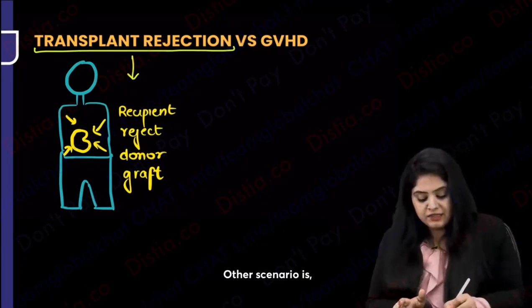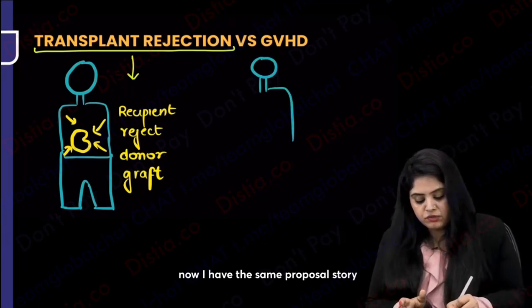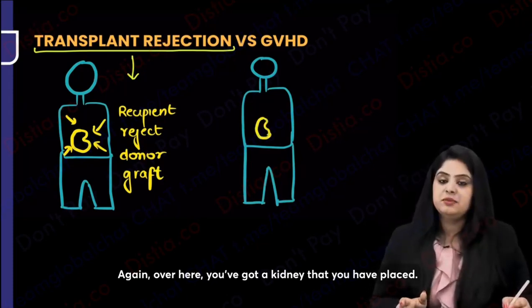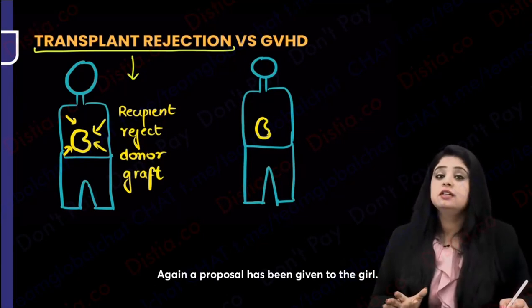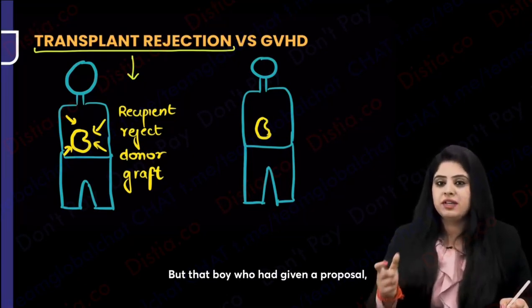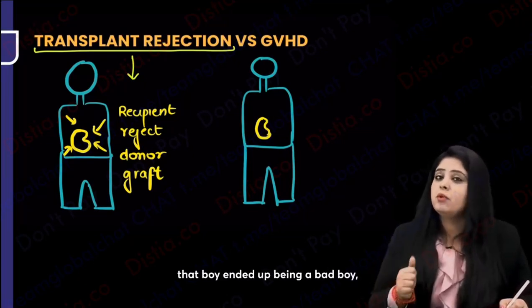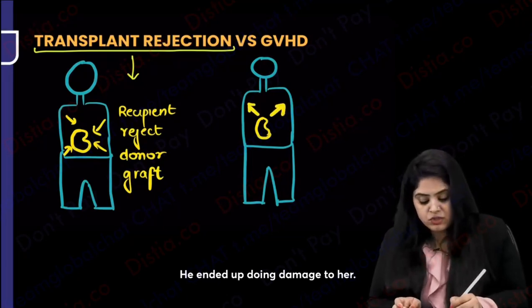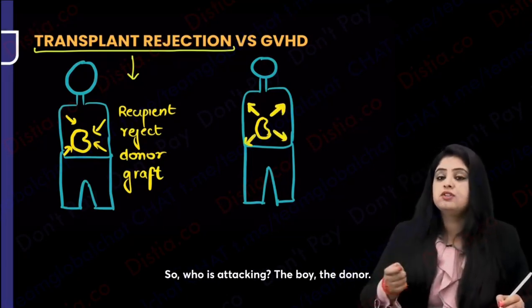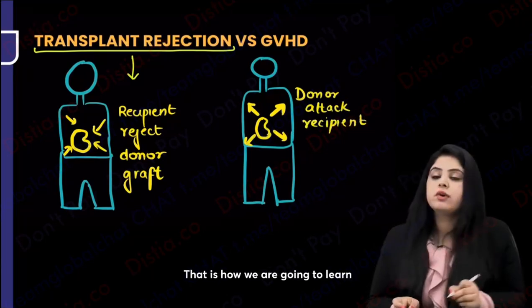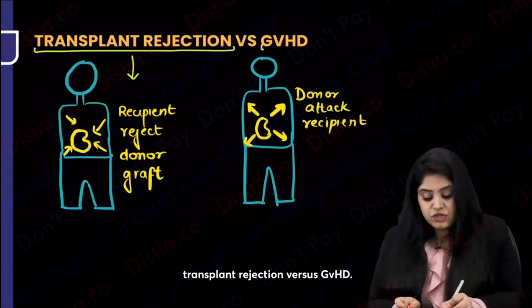Other scenario is, now I have the same proposal story that is going to come up in front of you. Again, over here, you've got a kidney that you've placed. Again, a proposal has been given to the girl. This time the girl accepts it. But that boy who had given a proposal, who had proposed to her, ended up being a bad boy, ended up being a bad man. He ended up doing damage to her. So who is attacking? The boy, the donor. This time, the donor is going to attack the recipient. So this is a toxic relationship. That is how we are going to learn transplant rejection versus GVHD.